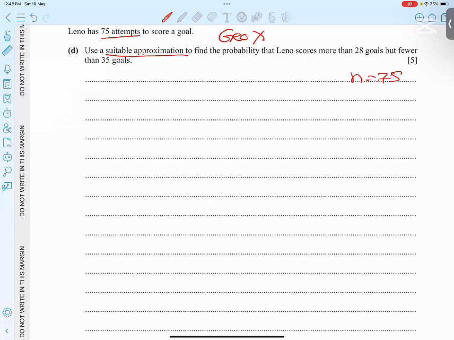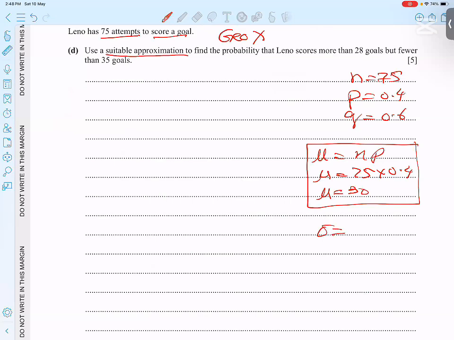But students, he said scoring a goal, and the goal scoring probability is 0.4, so Q is 0.6. And what's the technique for the new mean? The mean formula is NP. N is 75, P is 0.4. In this way I can find the mean value, and that is 75 times 0.4. I'm getting 30.